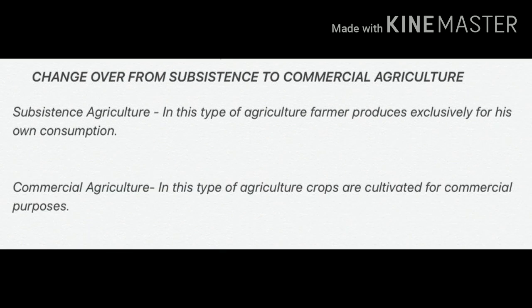In this type of agriculture, the farmer produces exclusively for his own consumption and not for sale in the market. Whereas when we talk about commercial agriculture, in this type of agriculture, crops are cultivated for commercial purposes, or we could say for selling it in the market. Well, before independence, most parts of India had subsistence agriculture.